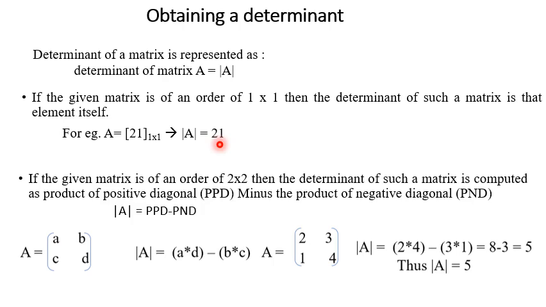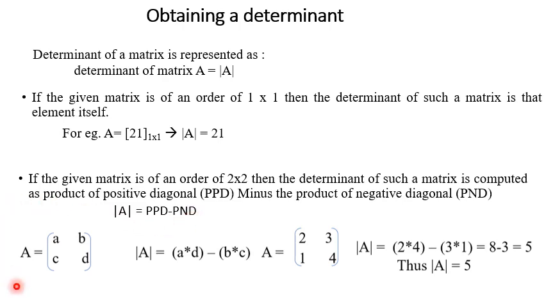Now we go to a slightly higher order, that is 2 by 2. In case of 2 by 2, if we want to find out the determinant, it is computed by the product of positive diagonal, referred to as PPD, minus the product of negative diagonal. And it is given in this particular formula as determinant of A is equal to product of positive diagonal minus product of negative diagonal. Let us take an example and solve it.